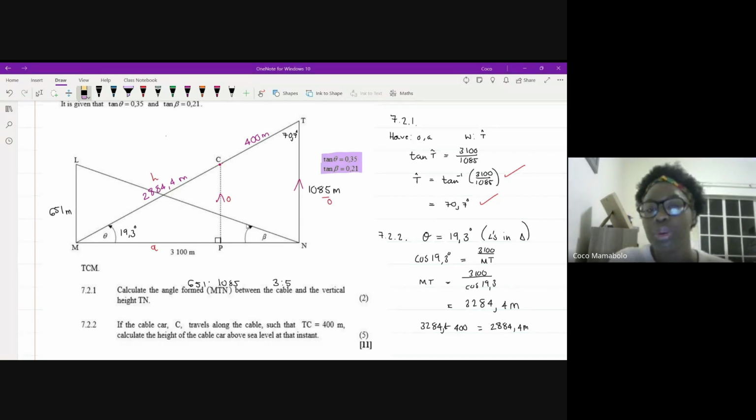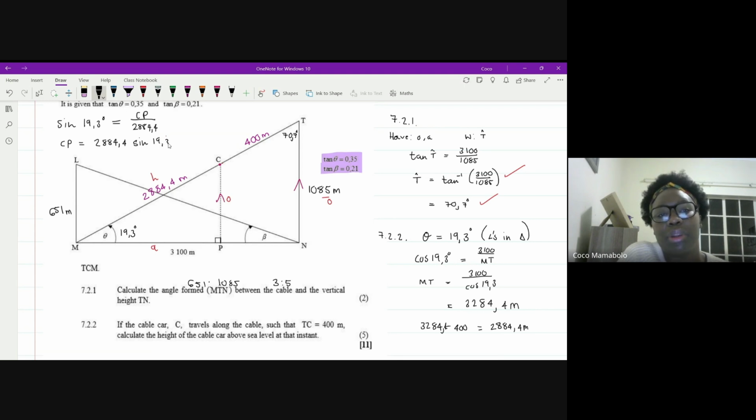I know we all know that we're going to be using sine, right? So I'm going to use sine of the angle 19,3 degrees is equal to the opposite, which is CP, over the hypotenuse, 2884,4. Therefore, if I cross multiply, CP is equal to 2884,4 times sine of 19,3 degrees. Okay, and that should give me 953,3.